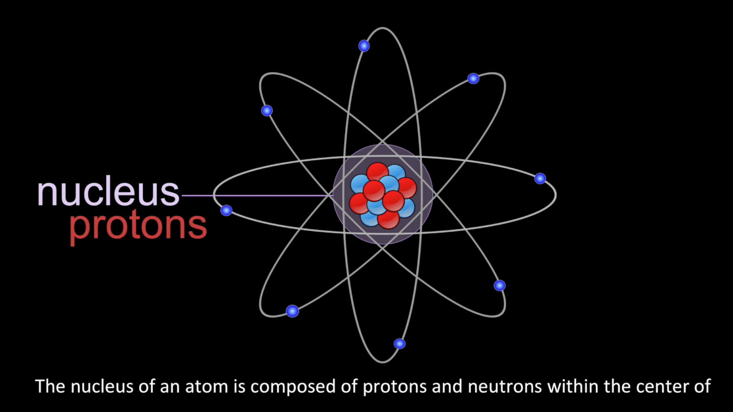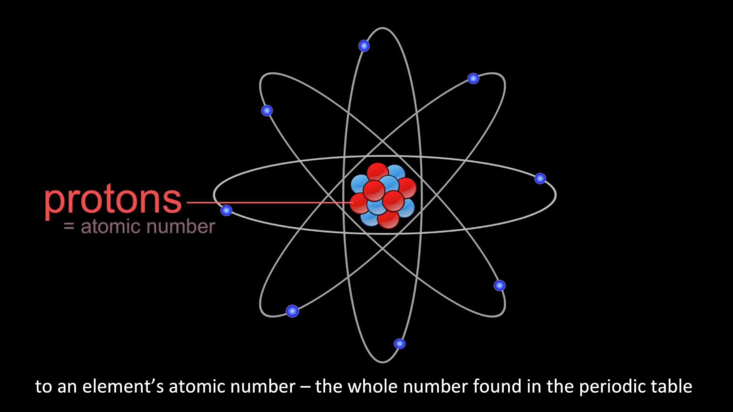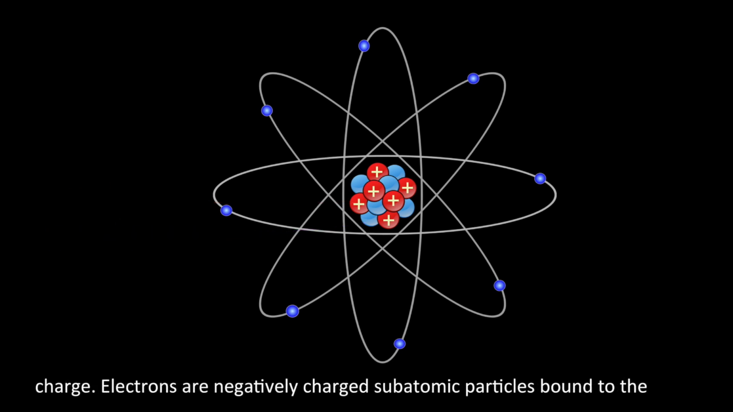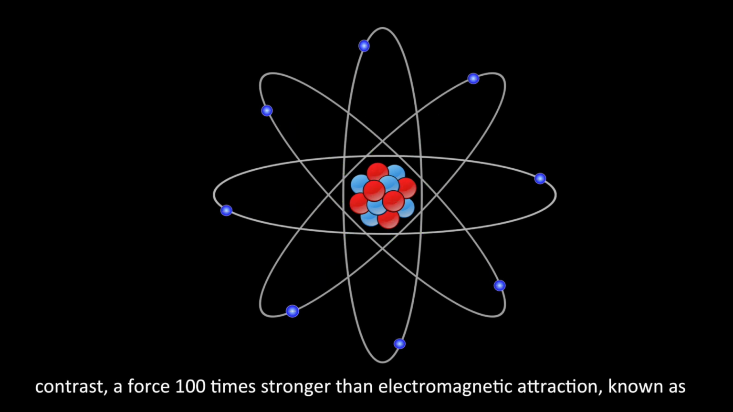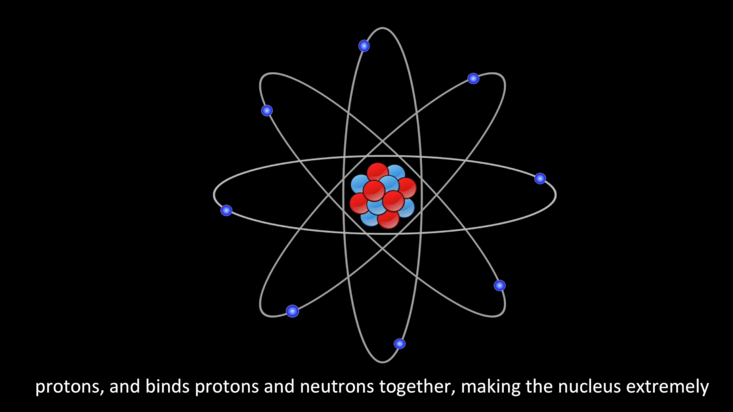The nucleus of an atom is composed of protons and neutrons within the center of the atom. Different elements have different numbers of protons, which is equal to an element's atomic number, the whole number found in the periodic table. Protons have a positive electrical charge, and neutrons have a neutral electrical charge. Electrons are negatively charged subatomic particles bound to the nucleus by their electromagnetic attraction to the positively charged protons. In contrast, a force 100 times stronger than the electromagnetic attraction, known as the nuclear force, overwhelms the repulsive electromagnetic forces of protons and binds protons and neutrons together, making the nucleus extremely stable.